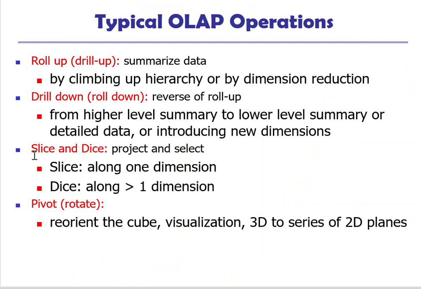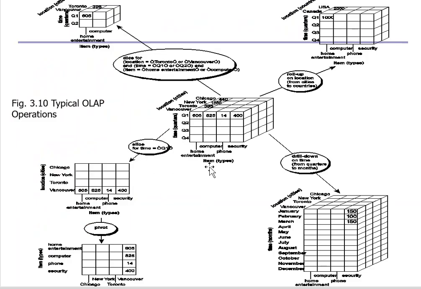The two other operations that we want to introduce are slice and dice. Those are basically projection and selection. It's very much like the SQL statements. The difference between slice and dice is that for slice, the condition involves only one dimension, and for dice, you have selection conditions involving more than one dimension. So we can look at some examples here.